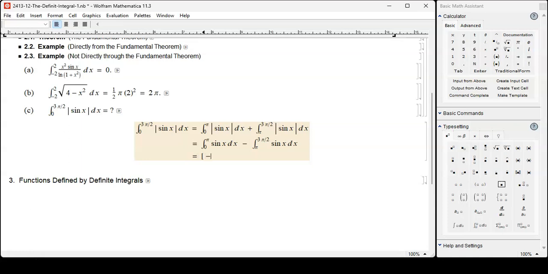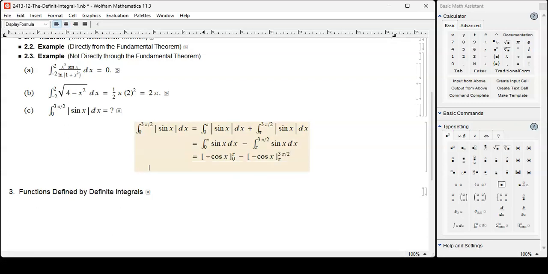The antiderivative of sine is negative cosine, running from 0 to pi. And for this one, the antiderivative of sine is negative cosine, going from pi to 3 pi over 2. And all you have to do is this computation.